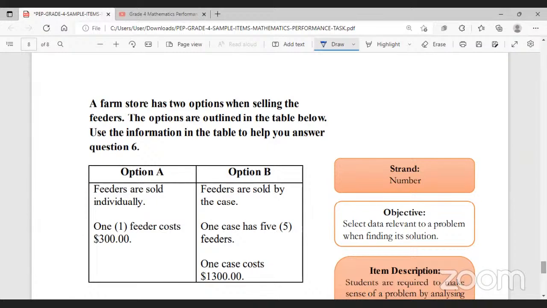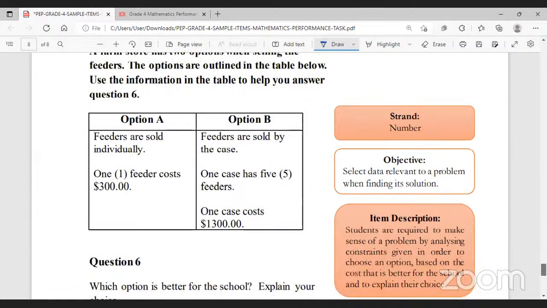And then for option B, they sell 1 case which has 5 feeders for $1,300. So the objective, this question is also from the number strand. So we saw that for this entire performance task, we only had 2 strands, the number and the measurement strand. The objective for this particular question was to select data relevant to a problem when finding its solution.